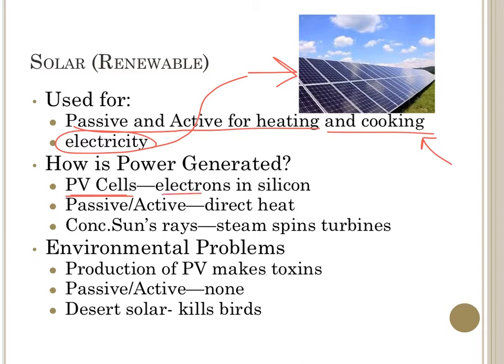So with PV cells, it's the electrons that get excited in the silicon. So the sun shines down and it hits the silicon in here and it releases electrons, and so that's what electricity is. It's the flow of electrons. In passive and active, it's direct heat, and then there is another type of electricity that's made out on the way to Las Vegas, but still in California, so out in the desert.